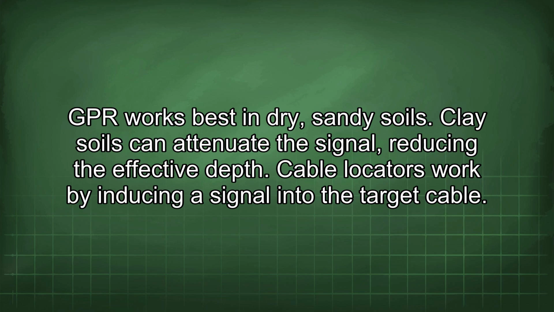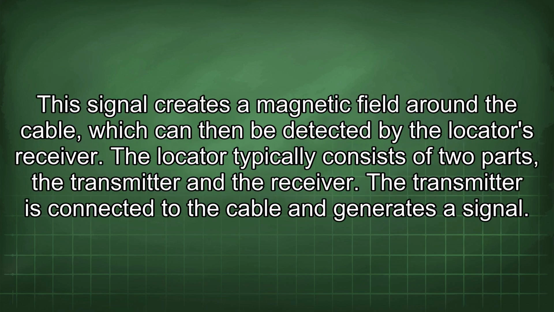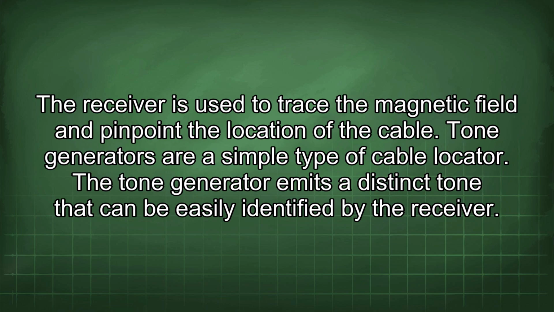Cable locators work by inducing a signal into the target cable. This signal creates a magnetic field around the cable, which can then be detected by the locator's receiver. The locator typically consists of two parts, the transmitter and the receiver. The transmitter is connected to the cable and generates a signal. The receiver is used to trace the magnetic field and pinpoint the location of the cable.